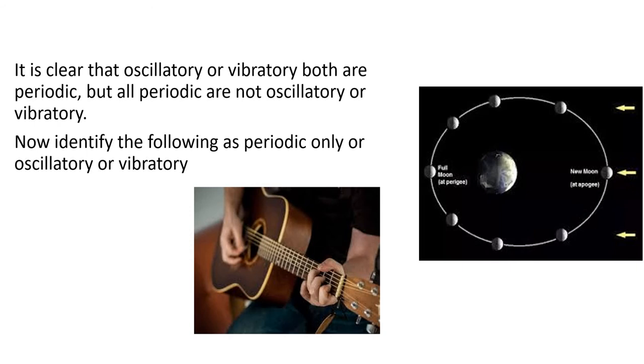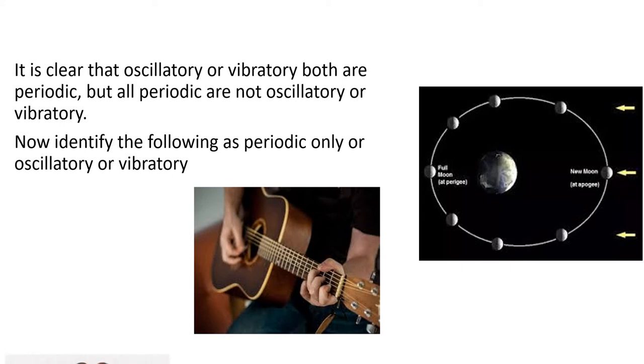Okay. So we can say that oscillatory and vibratory motions are both periodic, because they also repeat at regular intervals of time. But all periodic motions are not oscillatory or vibratory, while all oscillatory or vibratory motions are periodic. In the example of the guitar, it is vibratory and also periodic. But in the case of the moon around the earth, it is only periodic. It is not oscillatory or vibratory, because the moon is revolving around the earth, not oscillating with respect to a mean position with low or high frequency. It is only periodic. Okay.